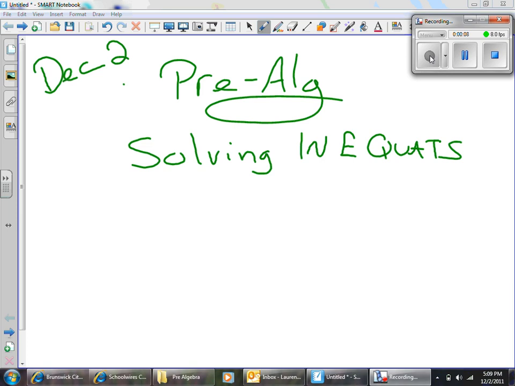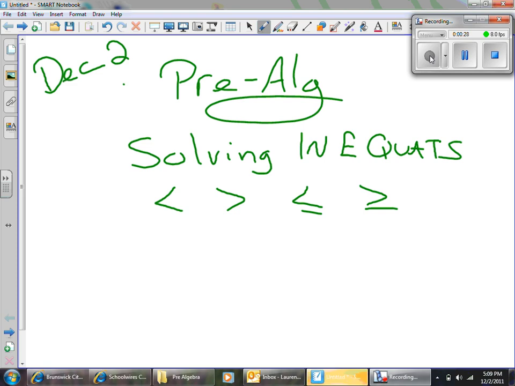It won't be a particularly hard lesson, I don't think. Today we are going to solve inequalities. What's an inequality? That's when you have a less than, a greater than, a less than or equal to, or a greater than or equal to. It means that they don't have to be exactly equal. That's why we call them inequalities.